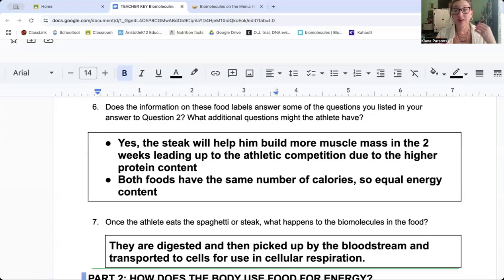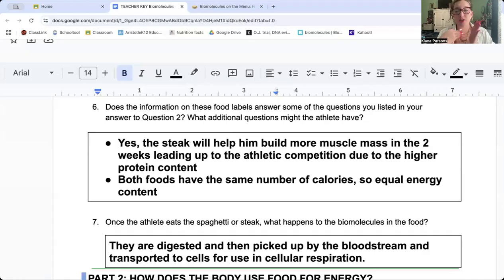So more energy, that's kind of going to be from the spaghetti because it has more carbohydrates, but then again, they have roughly the same calories. And which one is going to be better for building muscle? Definitely the steak because of that protein content. So you're answering those questions here.